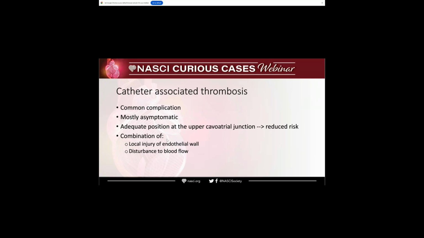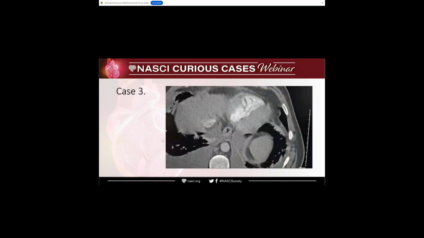There is a certain position that would reduce this risk, and this is at the upper cavoatrial junction. So again, the main pathophysiology of this finding is local injury of the vessel wall and disturbance to blood flow. When you have these two factors combined, it can end up in a catheter-associated thrombosis. Very good. So these were simple cases, and we have this case now.